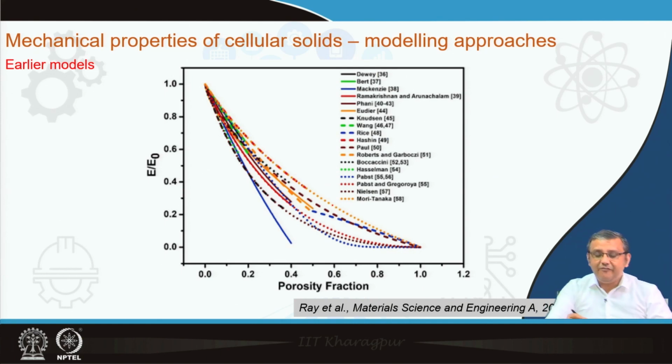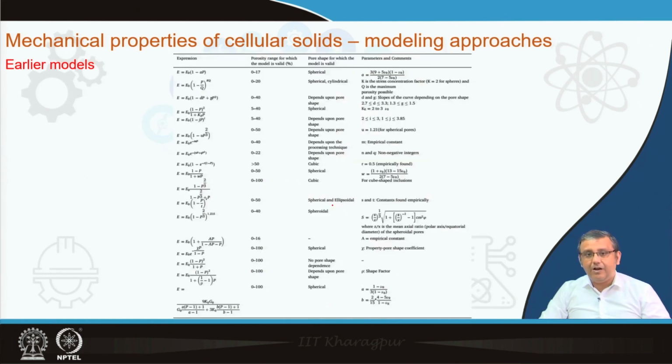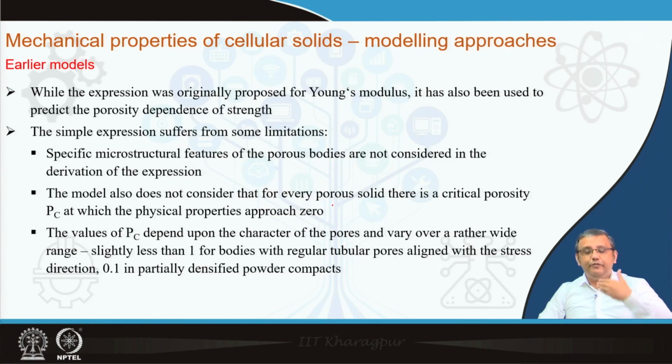That means the stiffness of the sample at 60 to 70% porosity is still predicted to be pretty high, whereas in real scenarios it is actually observed that there is a limit called the PC or percolation limit, up to which the properties are kind of finite, and once the porosity crosses this percolation limit, there is a drastic drop in the properties.